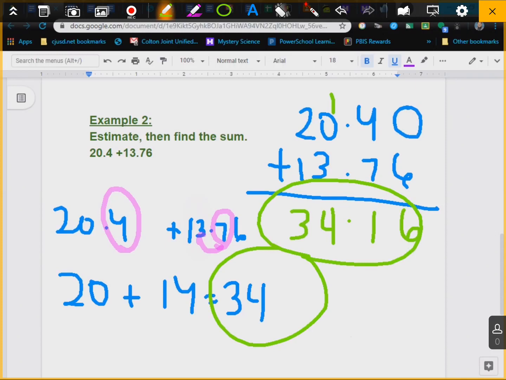All right, that's all you're going to be doing today. You're going to estimate, and then you're going to find the actual sum. It doesn't matter if it's close or not. You just need to find the estimate and the sum.